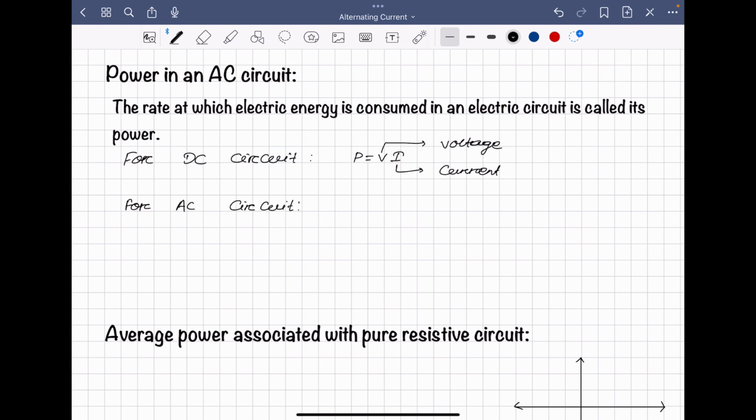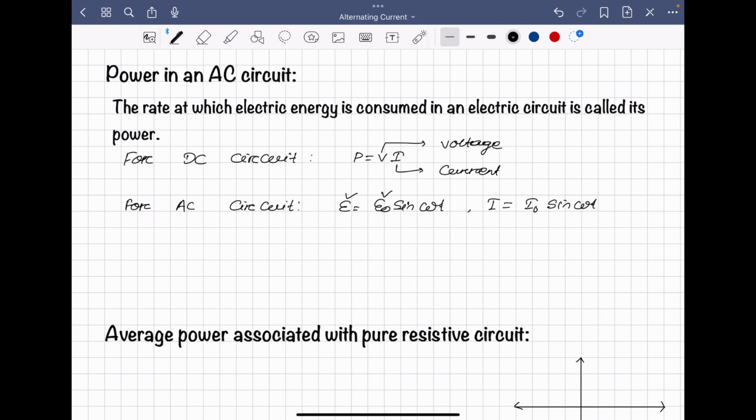But for an AC circuit, we don't have direct V or I, but we have instantaneous EMF and instantaneous current. We have E equal to E naught sine omega t. Here this E is the instantaneous EMF, and E naught is the peak EMF. Similarly, I is the instantaneous current, I naught sine omega t. Then to find the power, we have to multiply the instantaneous EMF with the instantaneous current.